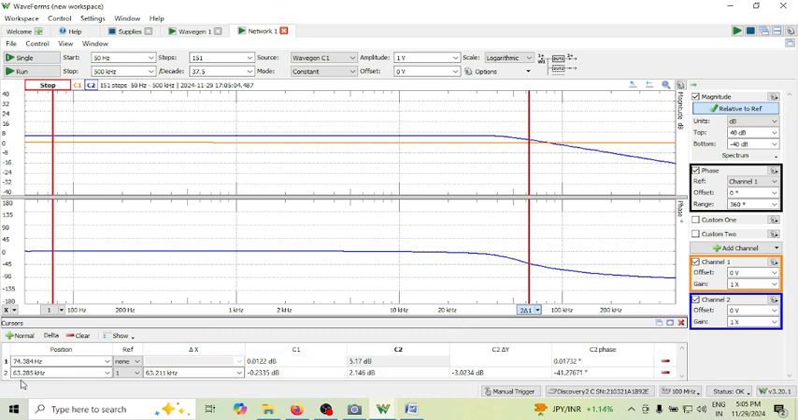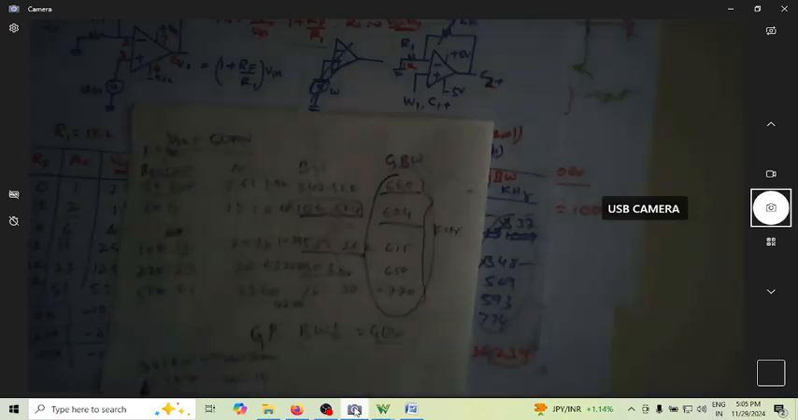So we had 341 kilohertz. Now the bandwidth is 63 kilohertz. So there is a huge change. This is with the input of 50 millivolt. This is with an input of 1 volt. So this is what the observation is.